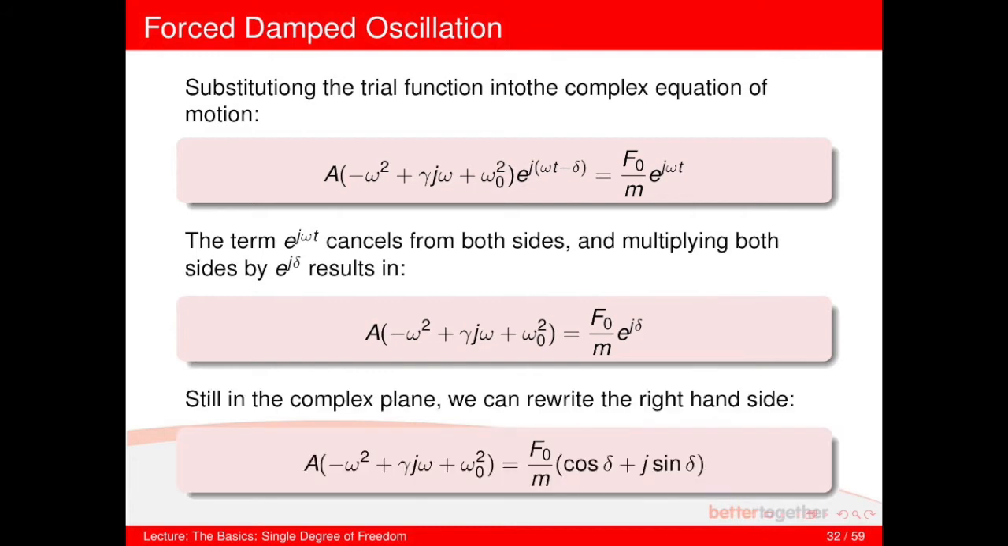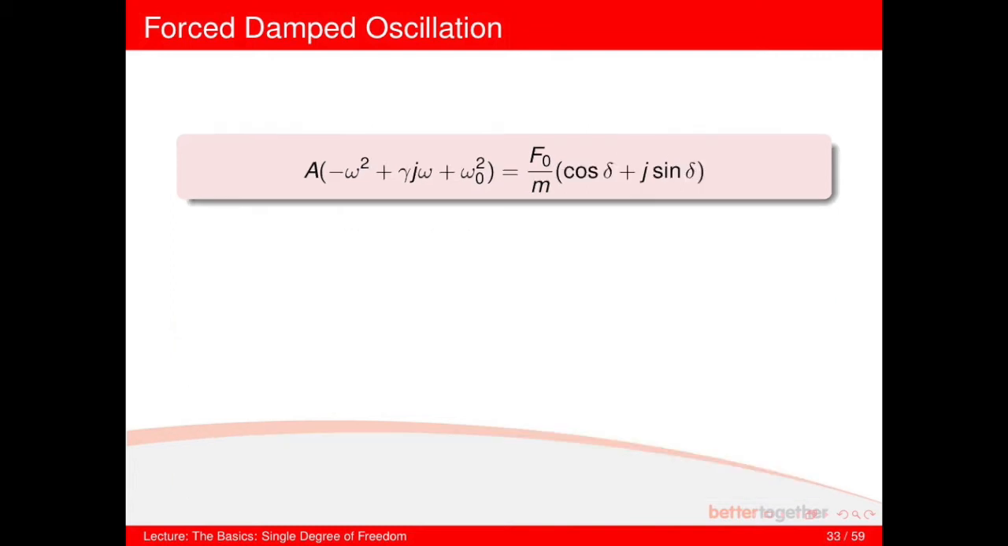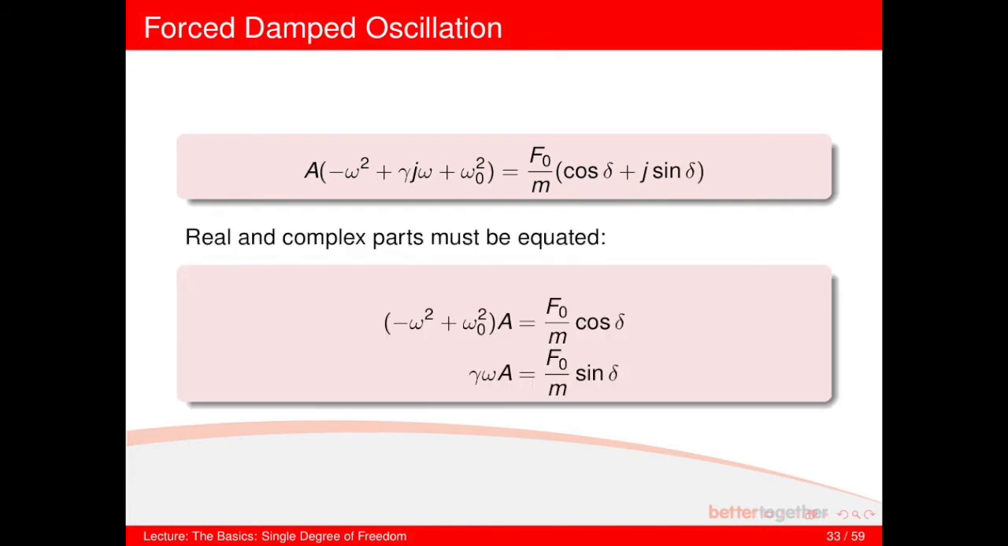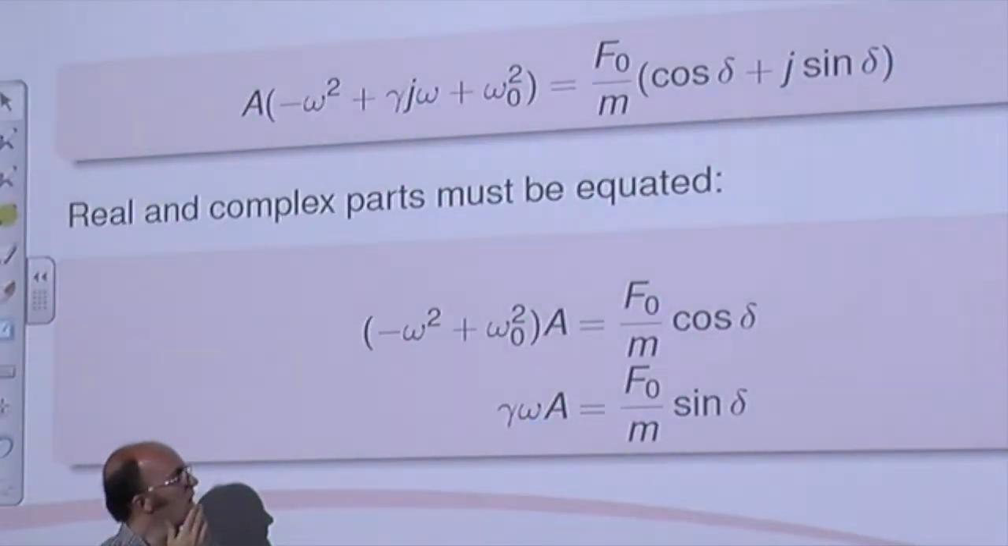Still in the complex plane, we could rewrite the right-hand side over here. All I've done is take that term. We know that's a complex number, so that's in there. Does that make sense? And the real and imaginary parts must be equated to each other. So the real bits must be equal to F naught upon m times cosine delta, and the imaginary parts must be equal to sine delta. And so we can do that. So you end up with this equation. So there's our real bits.